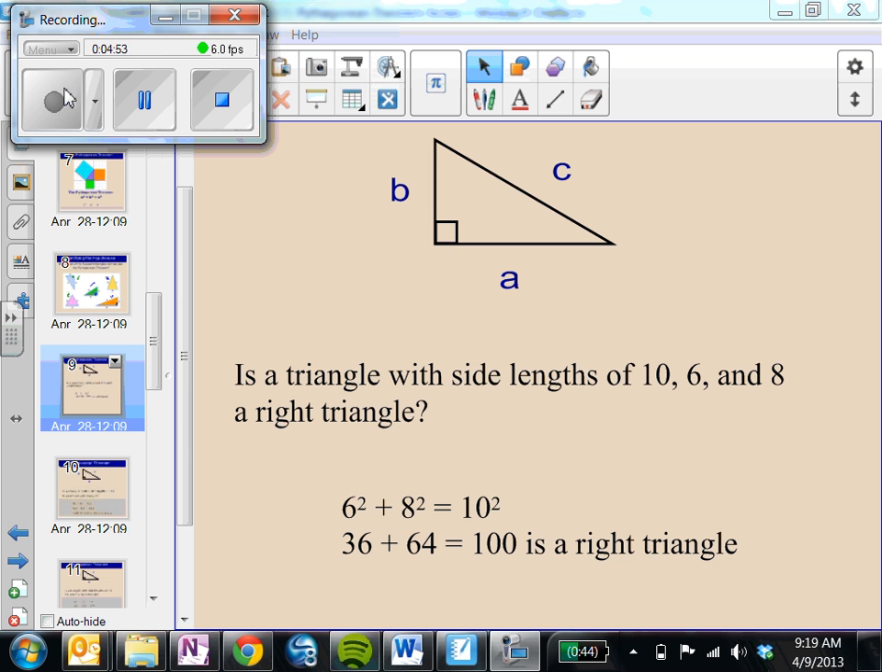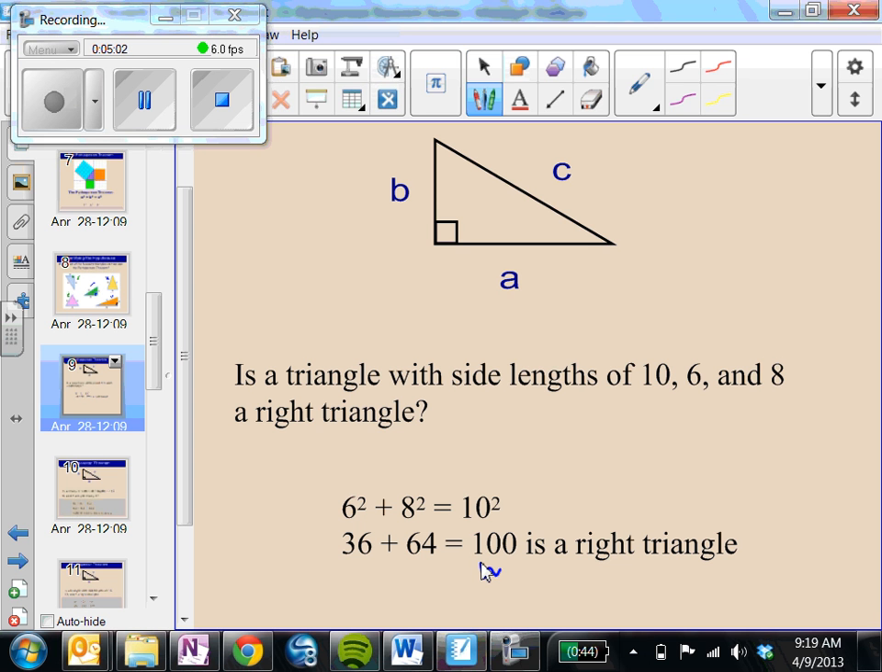Yes, this is a right triangle. I can tell because 10 squared equals 100, so that's the square of my hypotenuse. And then for my two legs, 6 squared is 36, 8 squared is 64, and 36 plus 64 does indeed equal 100. These are the steps you would show. And the idea is the square of the legs has to equal the square of the hypotenuse for it to be a right triangle. This will work for all right triangles.